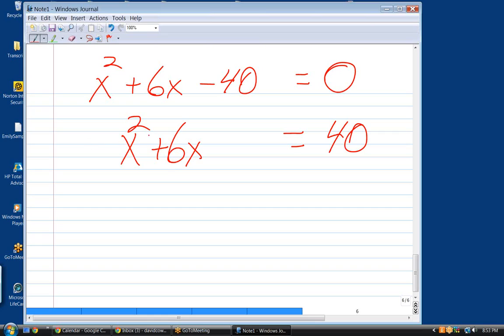Now what I've done is grouped the x squared and the 6x together, and this is what I want to complete the square on. You know how to complete the square? I think you take the b value, right? Take the coefficient, yeah, b. You take half of it and square it, and always add it. Because even if it's a negative number, once you square it, it's positive. So what do I write here?